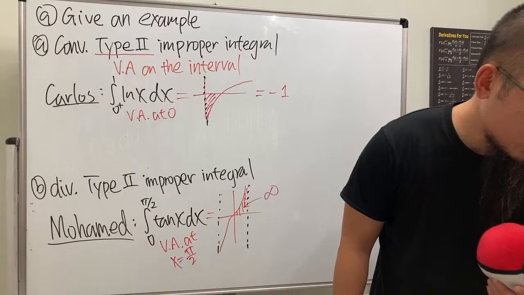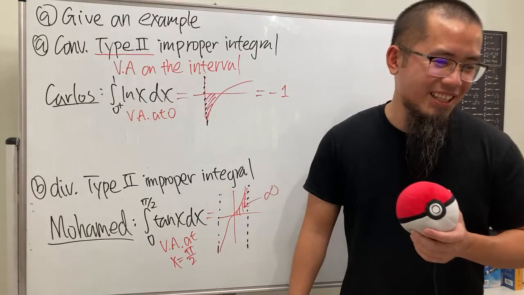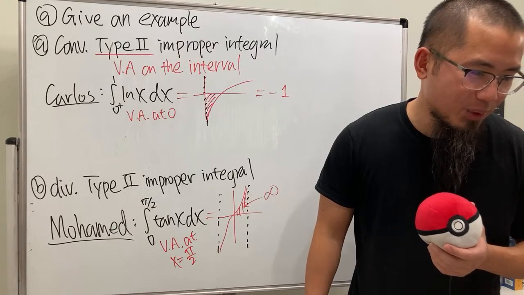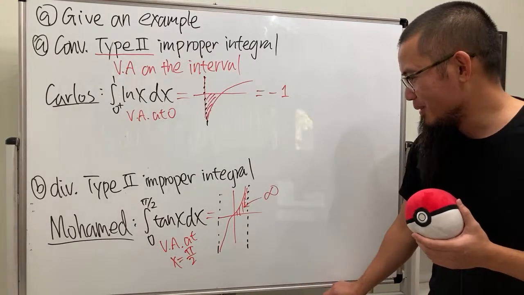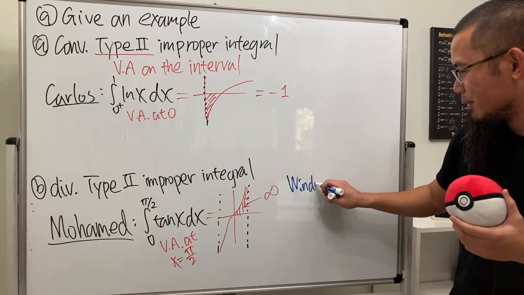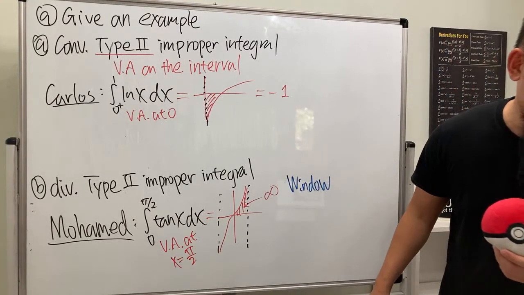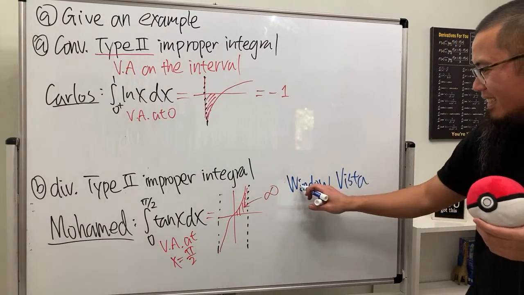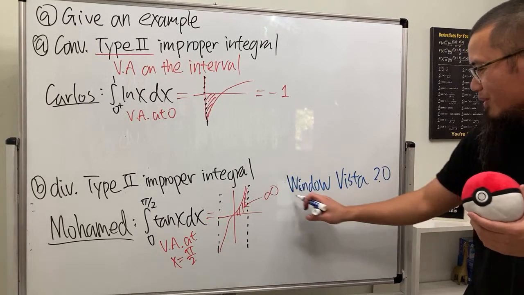Okay, and then let's see, Window. That's such a great name. If you have the integral going from 0 to 1 and then 1 over x. So I'm going to write that down. So this is by Window. I haven't used Windows for at least over a decade. Windows Vista. 2.0, it's not just 1.0.